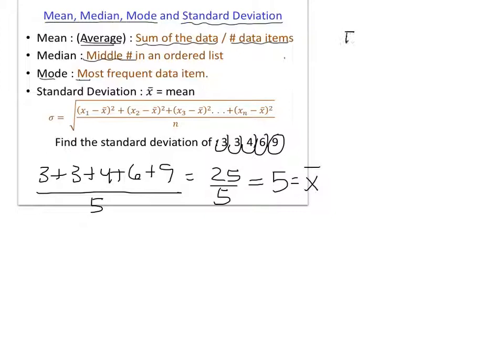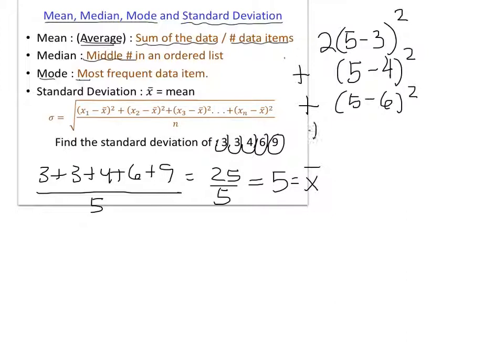So I have 5 minus 3, and 5 minus 3 squared is what we're going to look at. But because I have 2 of those, I'm going to do it twice. And then we're going to add that to 5, my mean, minus the next number, which is 4. And we're going to square that. And then we're going to go 5 minus 6, and we're going to square that. The order doesn't matter how you subtract them. Notice in the formula it has x sub i minus x bar. It really doesn't matter because you're going to square the result, so everything comes out positive. And then I'm going to take my 5 minus the 9, and I'm going to square that.